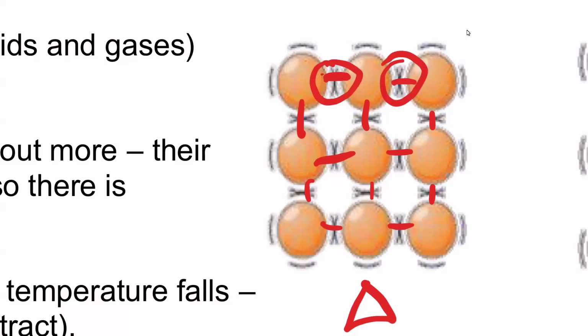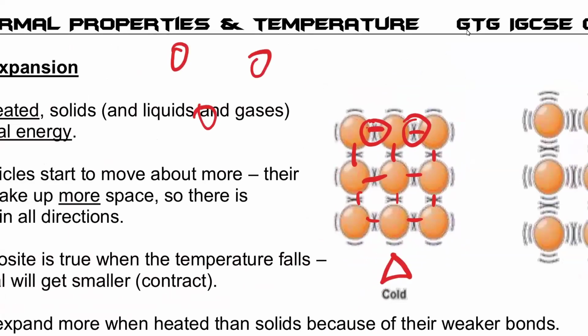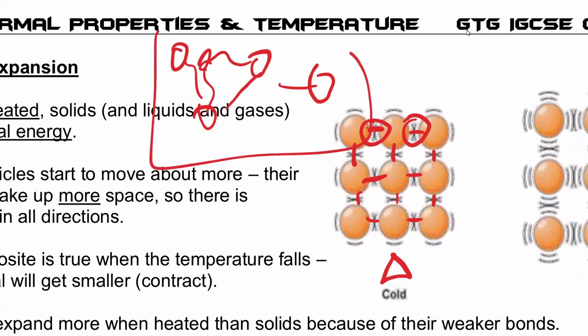Compared to that, gas particles will look something like this, right? They'll be all over the place. In terms of their forces of attraction, strong or weak? Weak. And because they have the weakest forces of attraction, gas particles actually expand the most. Because if, let's say, I start heating this up, you'll notice that it takes very little energy to break the forces of attraction apart. And thus, they will start pulling away further and further and further.